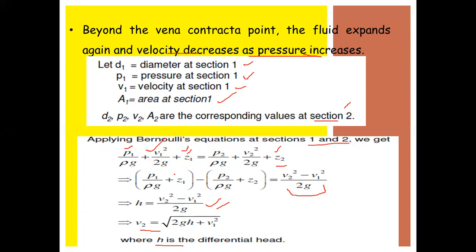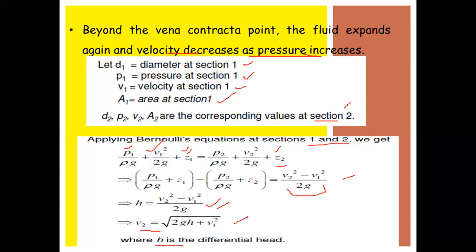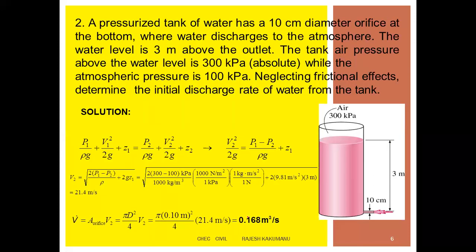Now, p1 by rho g plus z1 minus p2 by rho g plus z2 is equal to the kinetic energy difference, which we separate. Now h is equal to v2 square minus v1 square by 2g. Therefore, v2 is equal to this. With these formulas, we will solve some of the problems.